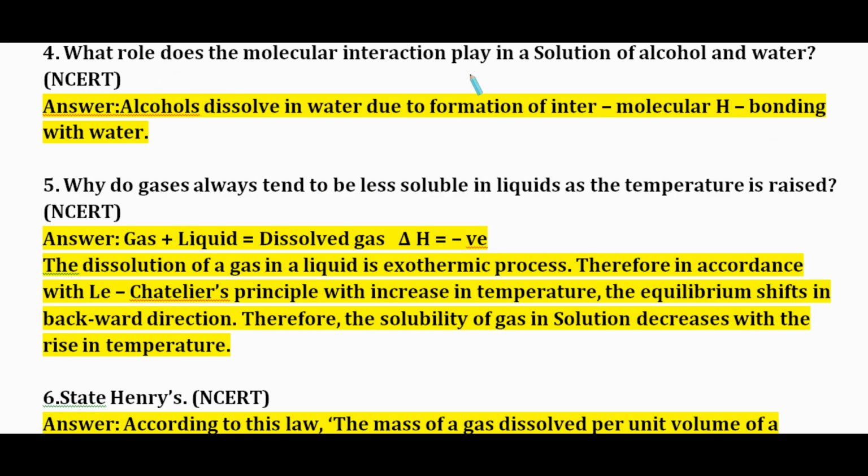What role does the molecular interaction play in solution of alcohol and water? Alcohol dissolves in water due to formation of intermolecular hydrogen bonding with water, and you can write the structural formula of alcohol, that is ROH, and structural formula of water is HOH. And now you can show the hydrogen bonding with dotted bond. This is a dotted bond, and they form intermolecular hydrogen bonds, so they dissolve in each other.